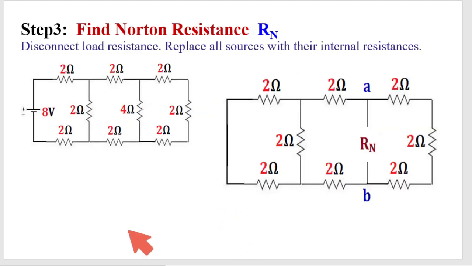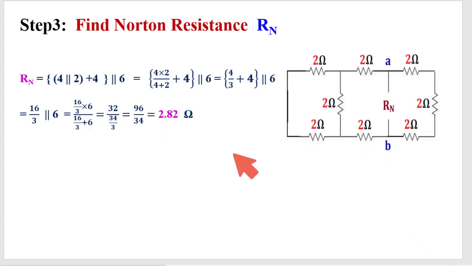The next step is to find the Norton resistance. To find the Norton resistance, the load should be removed. See here, the load has been removed, and the sources will be replaced by their internal resistance. This is an ideal voltage source, so it is shorted. Now the equivalent resistance looking from here is the Norton resistance. If we cannot understand the series-parallel combination here, in the same way I have already explained, I can redraw this circuit in a simpler way.